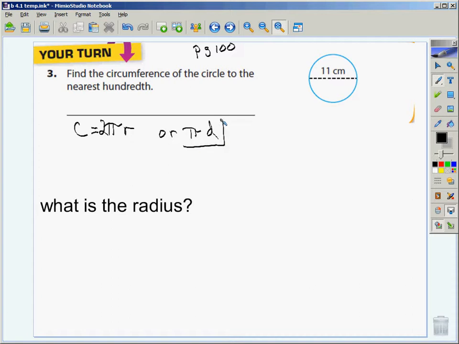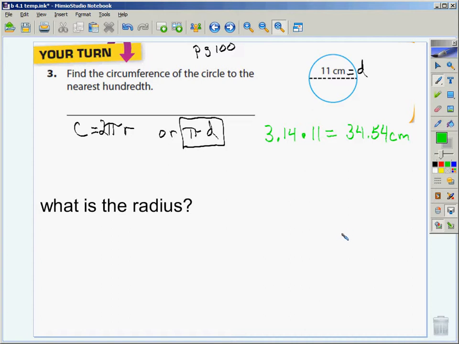I definitely would want to use pi d in this case because they gave me the diameter, the distance all the way across the circle. So we would take 3.14 times 11. What is it? 34.54. Can anybody tell me what the unit should be? Should be centimeters. Why not centimeters squared? Because it's not area. It's distance around, it's still linear, one-dimensional.